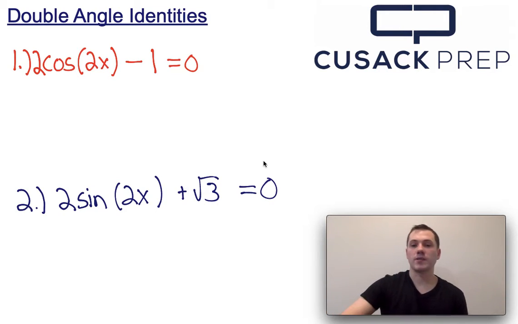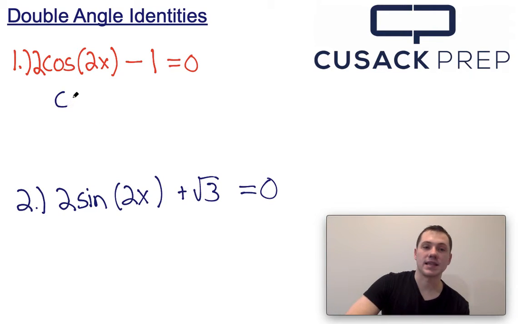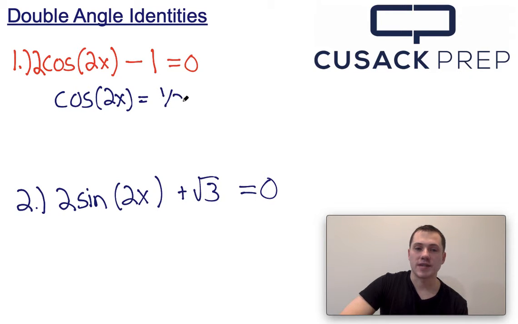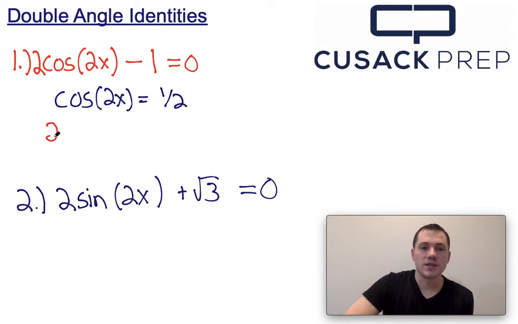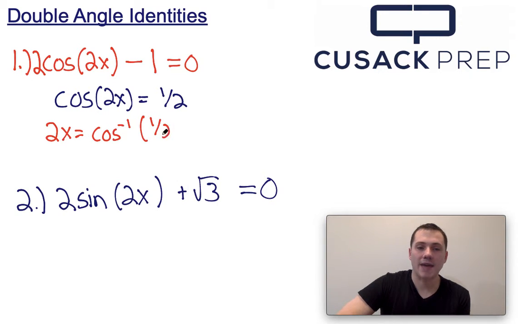So for problem 1 here, we can see this is the case where we only have cosine of 2x. In order to solve this, I'm first going to add 1 to both sides and then divide by 2. Just some basic algebra to try to isolate the cosine of 2x function. So I add 1 to the right and I divide by 2, and I end up with cosine of 2x is equal to 1/2. Now, in order to solve this, you have to come up with 2x is equal to the inverse cosine of 1/2.